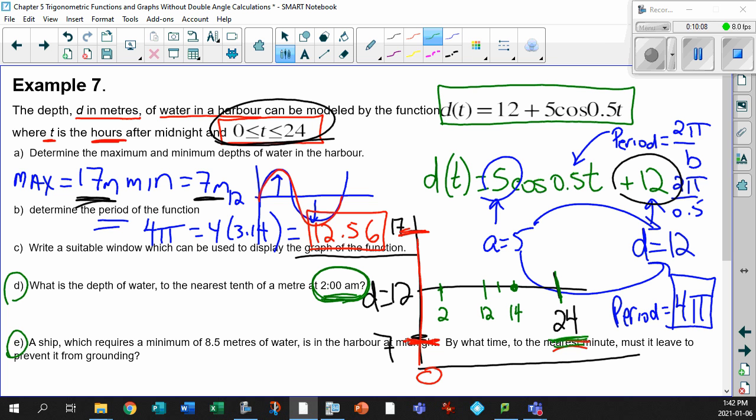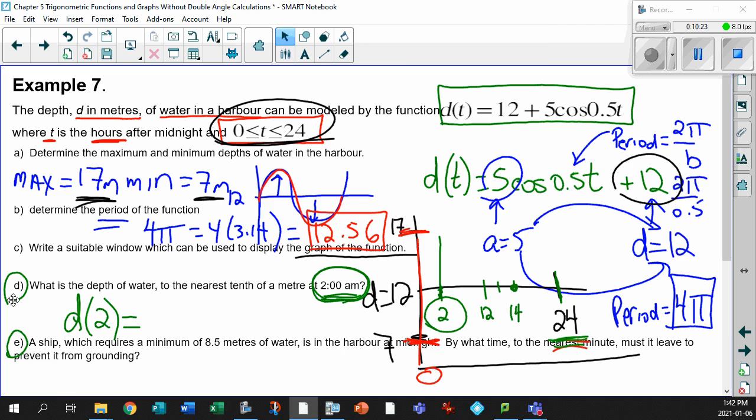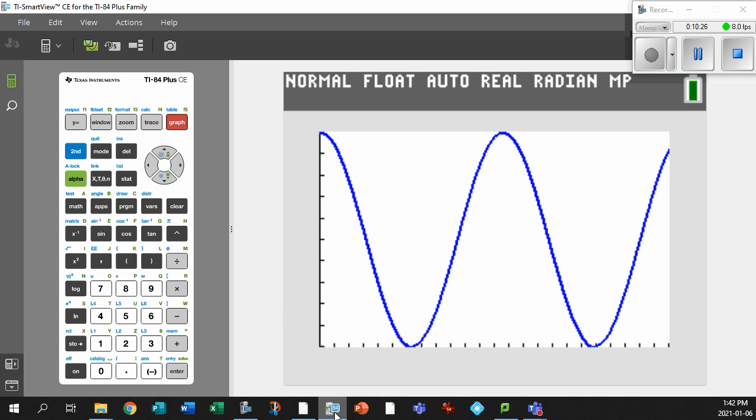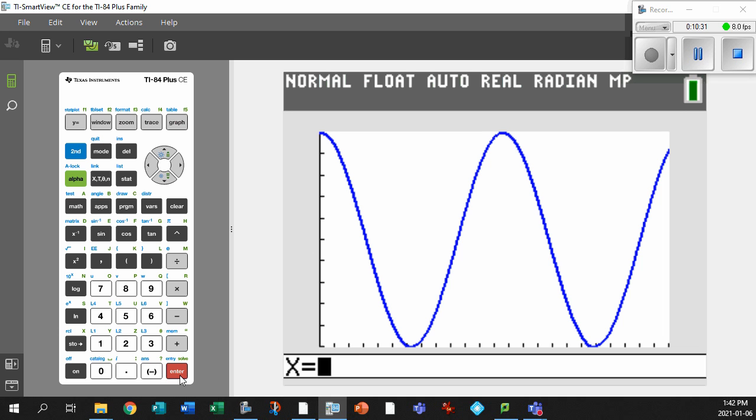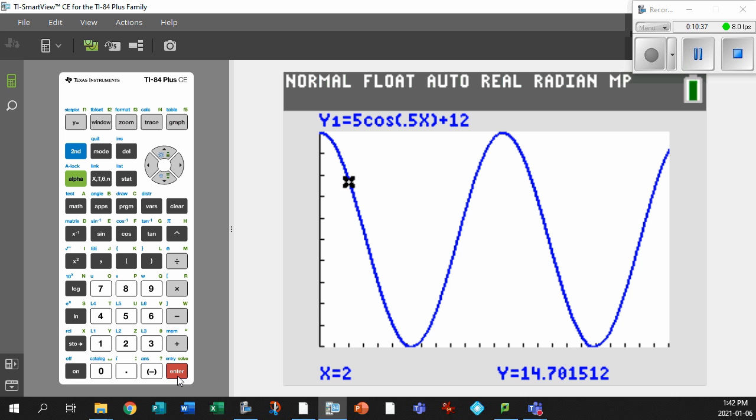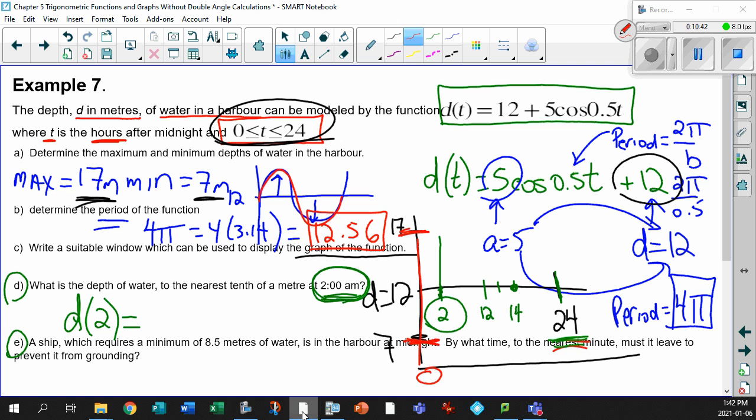So how do we find that? Well, isn't that a y value? Don't you want to find out what your y value is at 2 o'clock? So your depth at a time of 2 o'clock. Wonder what that's going to be. Well, simple. Let's go back to our calculator. Do you remember how to figure out a y value? Sure. Second calc, value. Your x value, remember time is x, at 2 o'clock. Punch it. Look, it even gives you a little blip there. It tells you that your depth is 14.7 meters. Okay. Boy, that was easy. No crazy calculations involved at all.